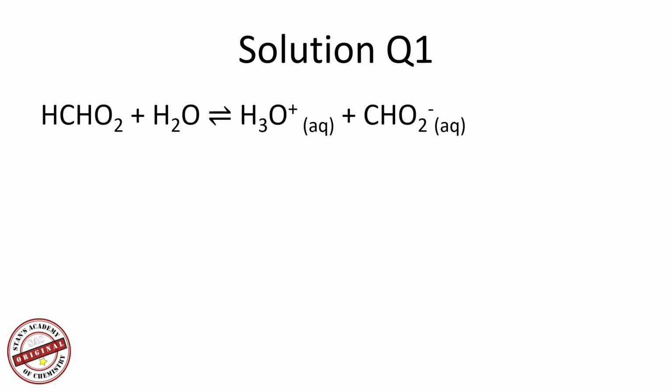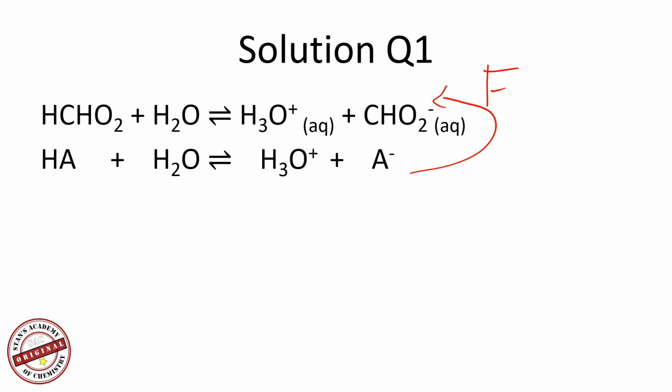First thing would be to write an equation for the dissociation in water. It interacts with water to form hydronium ions and formate ion. I'm going to write a general expression for this: HA + H2O reversibly giving H3O+ and A-. So A- represents the formate ion. For any monoprotic acid, this general equation can be used to write the expressions.